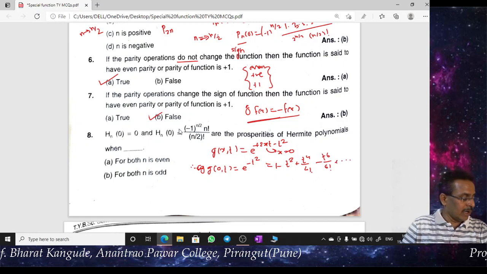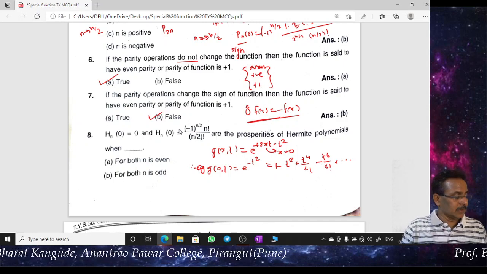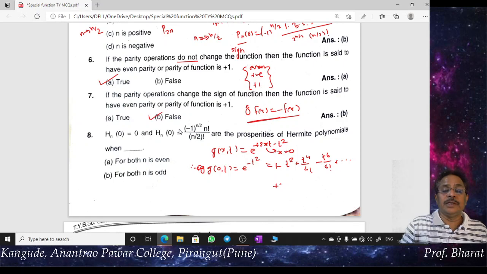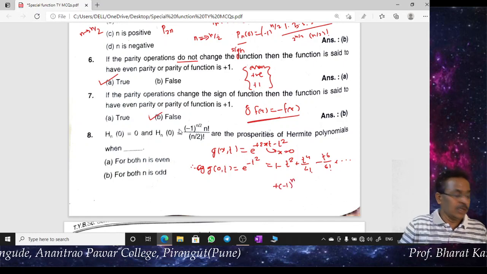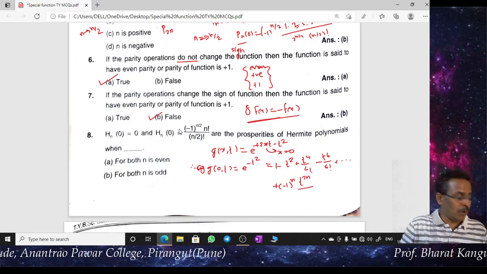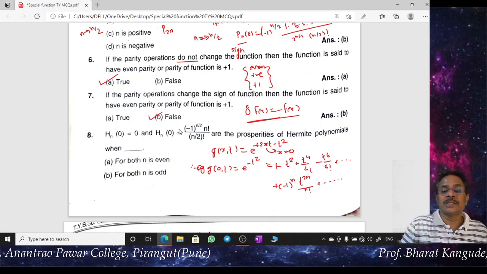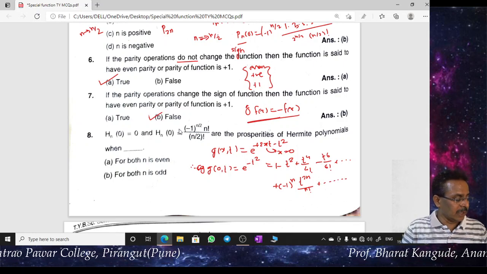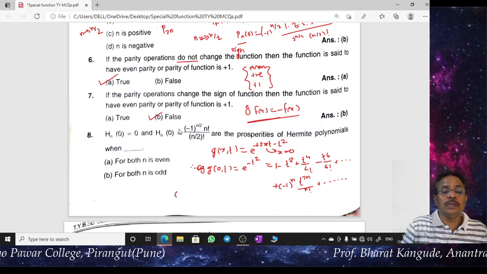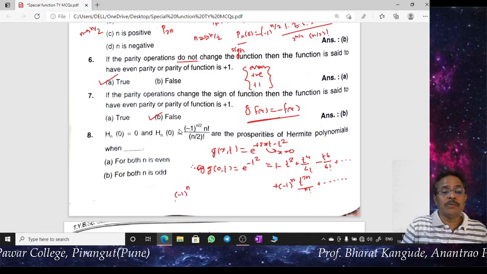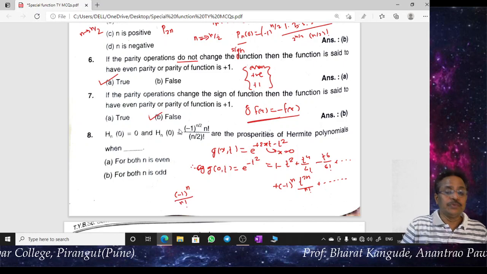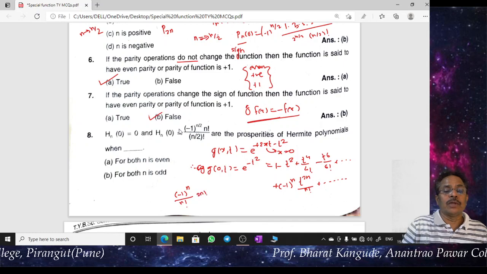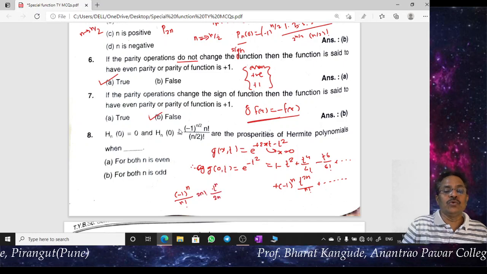So odd terms are not there, only even terms are there. And the nth term in this series is minus 1 raised to n into t raised to 2n upon n factorial, and some higher order terms are also there. So rearranging these terms, the nth term can be written as minus 1 raised to n divided by n factorial, into 2 raised to n factorial into t raised to n upon 2n factorial.